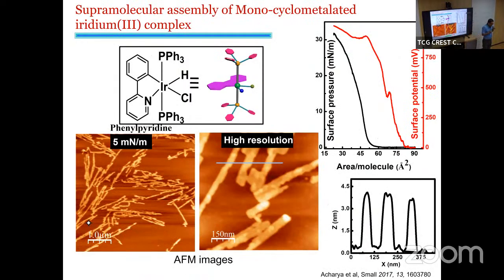And we utilize this property. We first have chosen a cyclometallated iridium(III) complex. This is the molecular structure. We spread that at the air-water interface. And look, at the very beginning of the compression, they are forming two-dimensional crystals there. And the height of the two-dimensional crystals is below 4.5 nanometer.